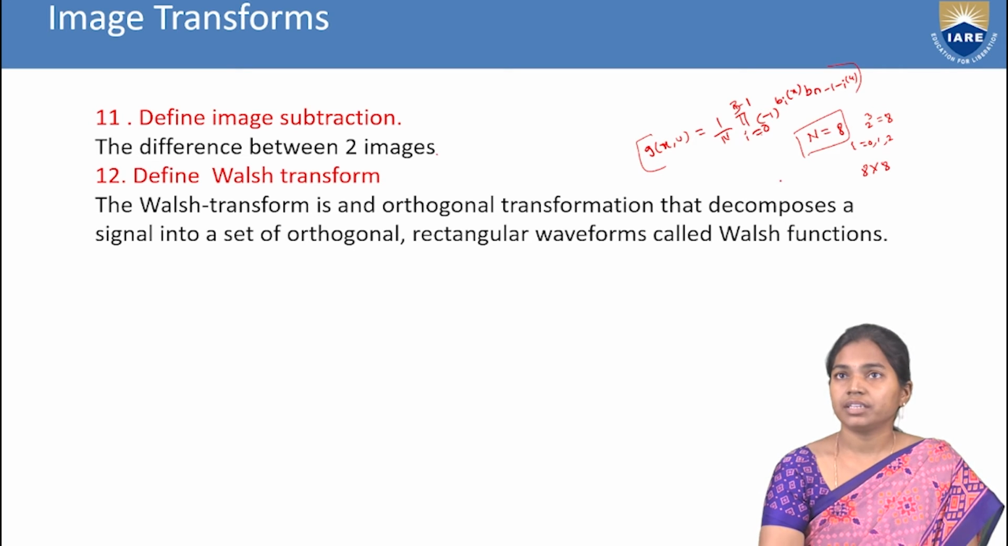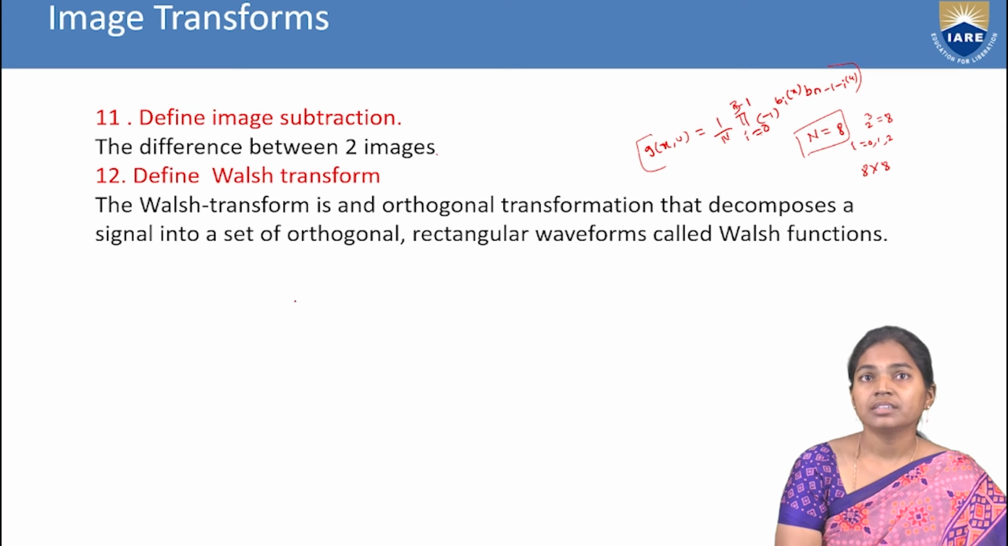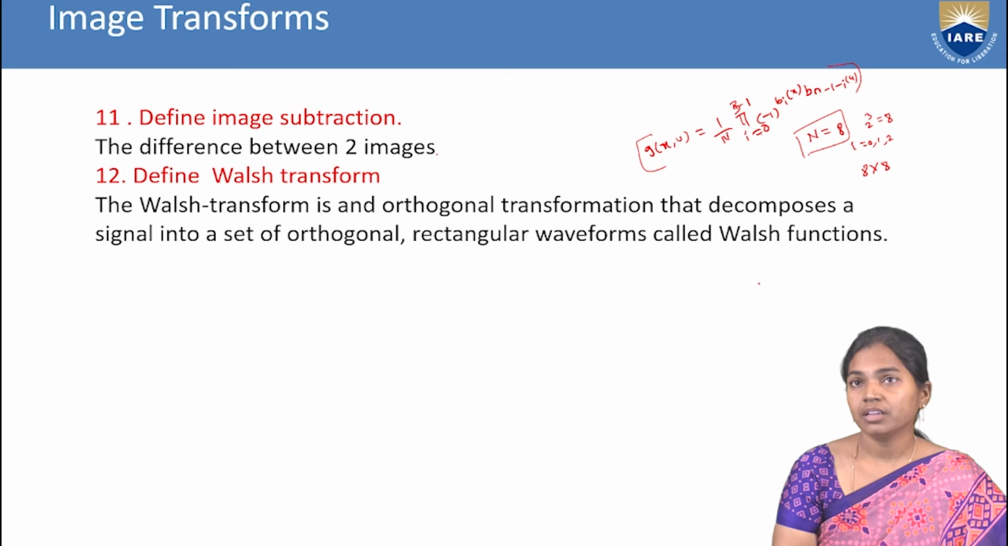Based on this kernel equation, find out the total computation. The Walsh transform is an orthogonal transformation that decomposes a signal into a set of orthogonal or rectangular waveforms. After calculating these computations, the results depend on the coefficients. Here there are a total of 64 coefficients.